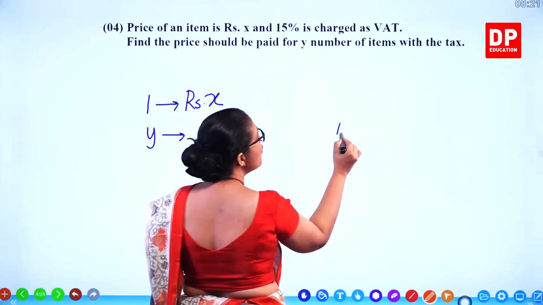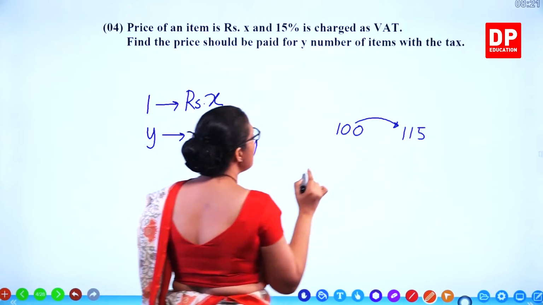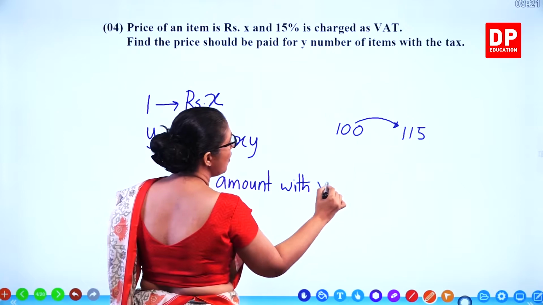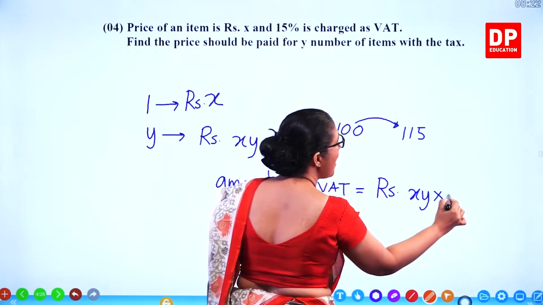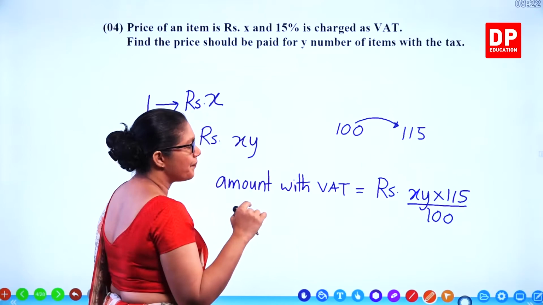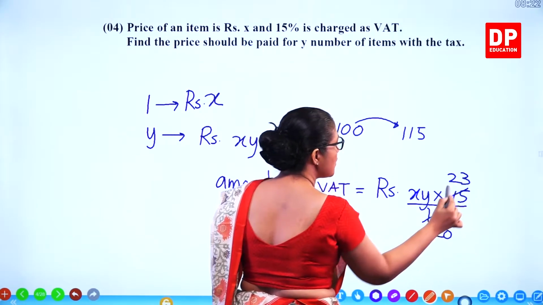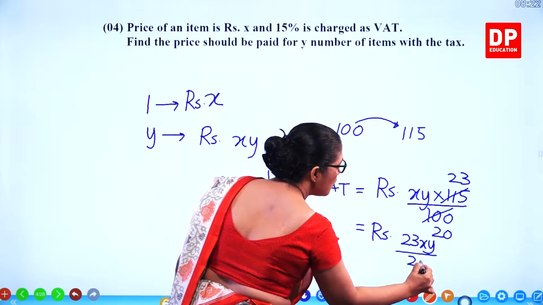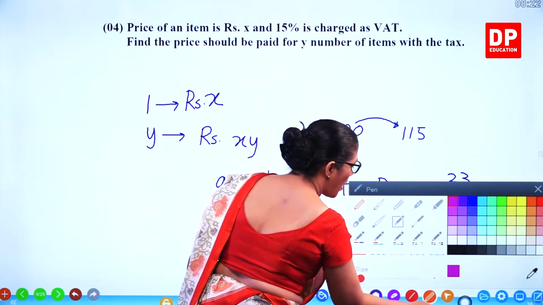If you buy for 100 rupees, how much do you have to pay with 15% VAT? 115. So that means the amount with tax or VAT is XY, the value, multiplied by 115 divided by 100. Because you have to multiply by 115 over 100. So simplify. 5 times 20, 5 times 2, 10, and 15, that's 3. So you can write 23XY over 20 rupees. You can write it only in terms of X and Y. So that's the answer. So you get 2 marks.